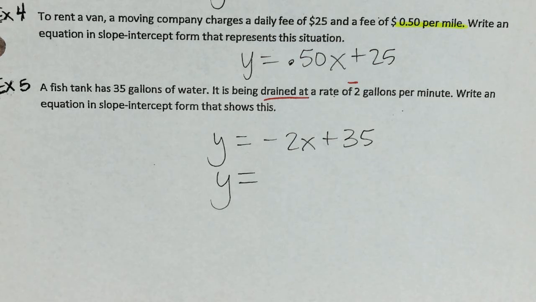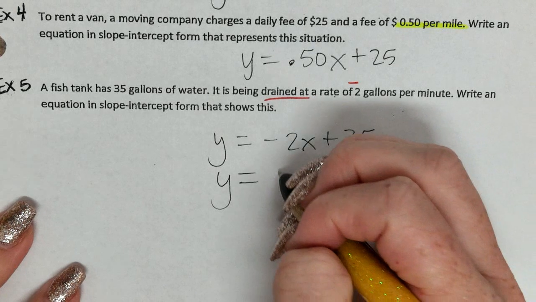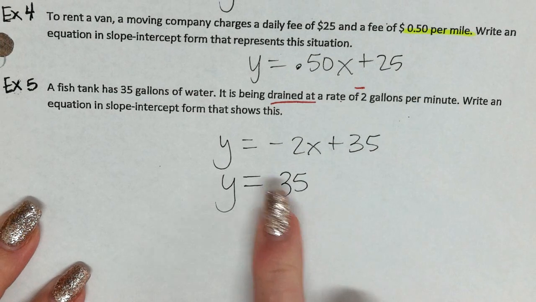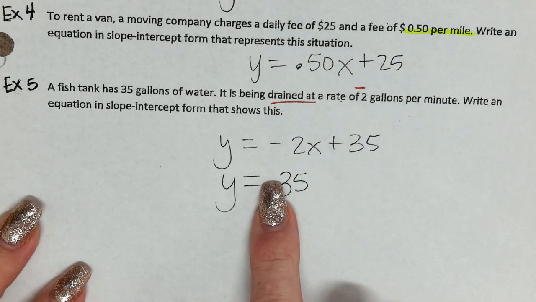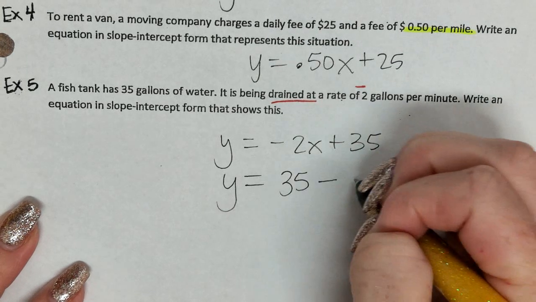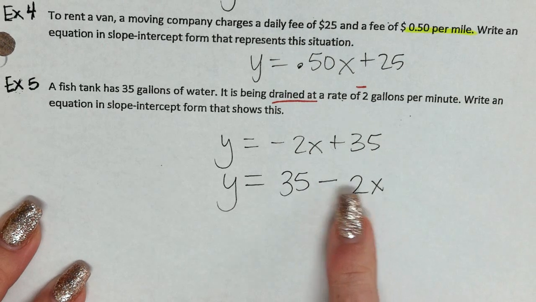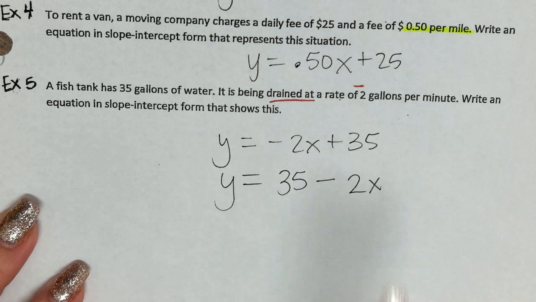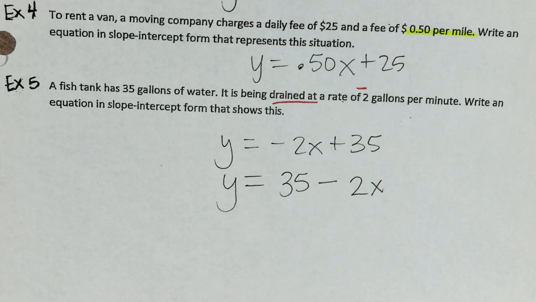Okay? So what I could do to rewrite this is put 35 first. Is 35 still positive? Yes. And then put minus 2x. Does the 2 have a negative value? Yes. Now, I had a student tell me, but Ms. Castro, that's a minus sign. You are absolutely correct. It is a minus sign.